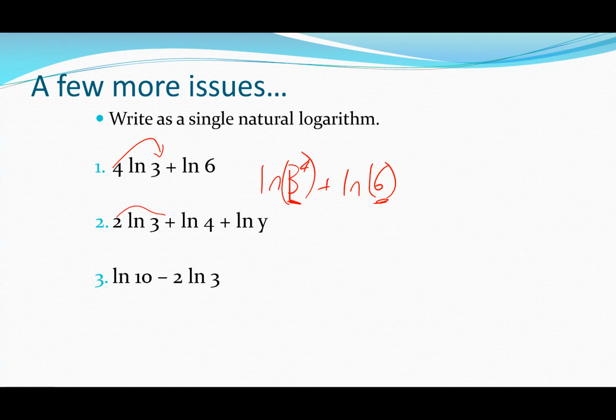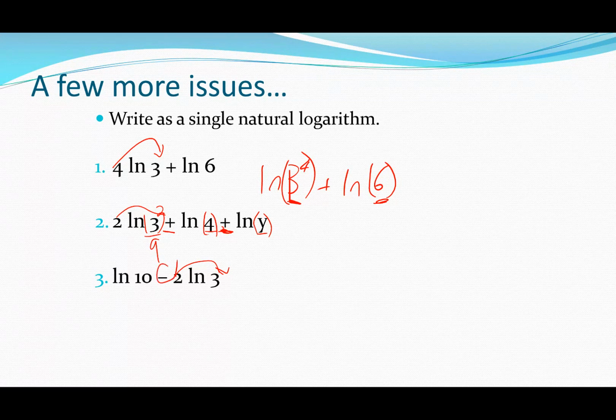I do the same thing here, move the 2 to the top, and then you're multiplying the 3 squared, which ends up being 9, times the 4 times the y. Because if you're adding all these together, you're multiplying all these different values together. And if you are subtracting, then you're dividing.